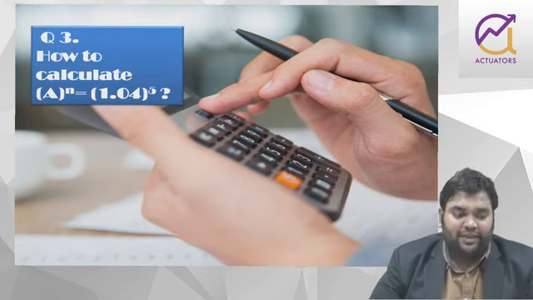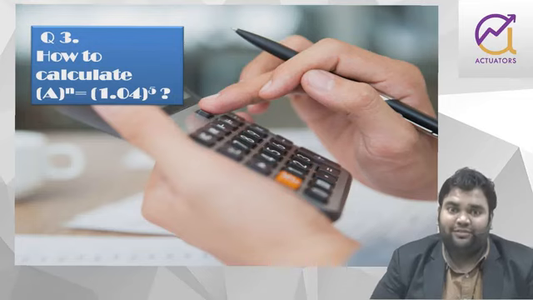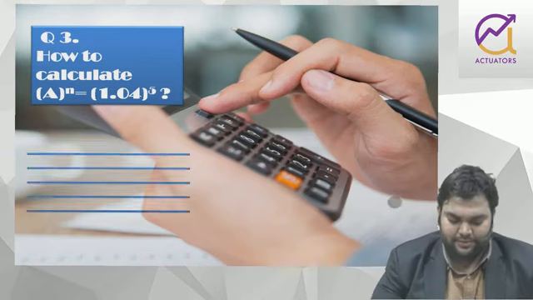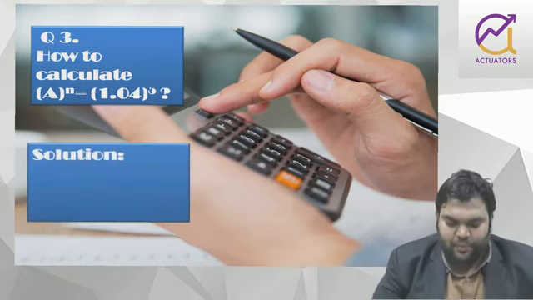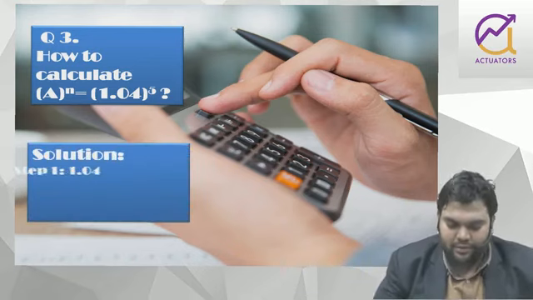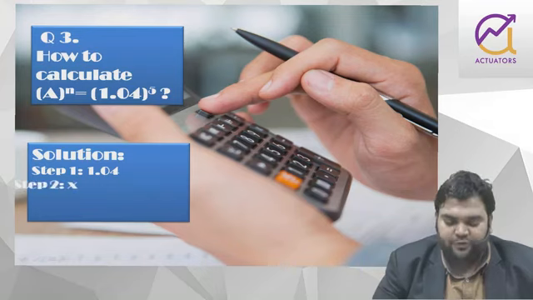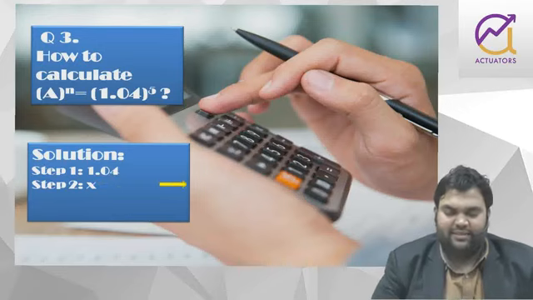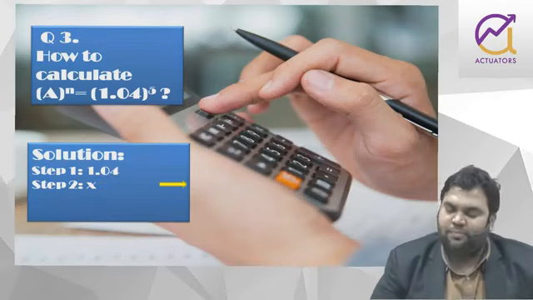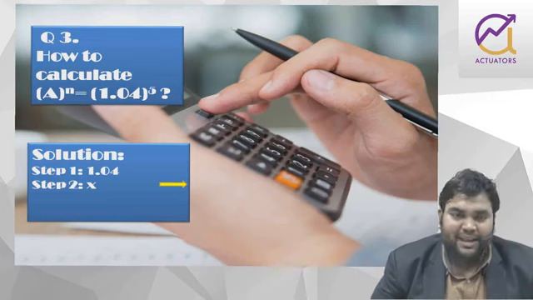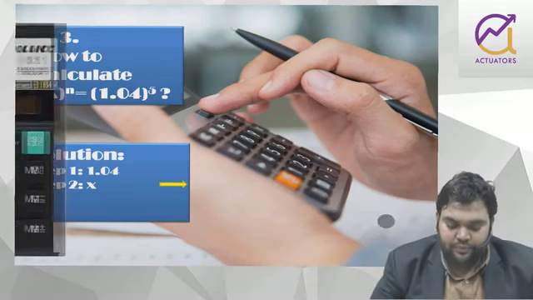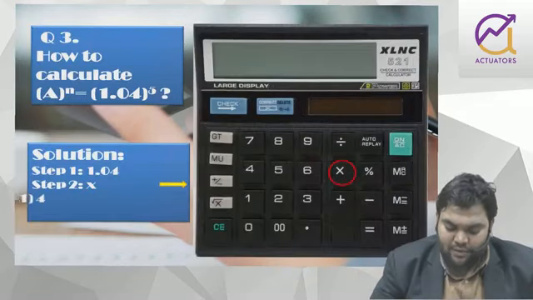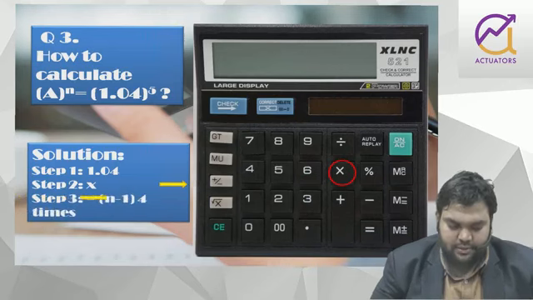That means here we are solving the power of 5, so we have to press equals to 4 times. Look at this. Type 1.04. Sorry, once again, restart. Type 1.04, then press into, then press equals to 4 times.